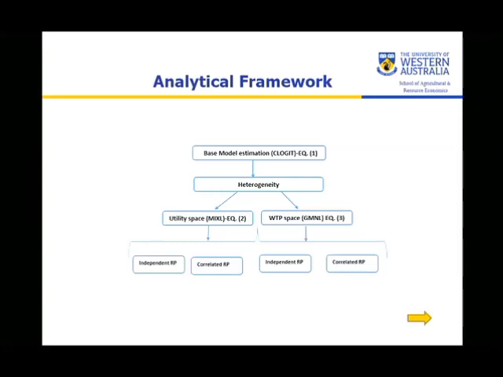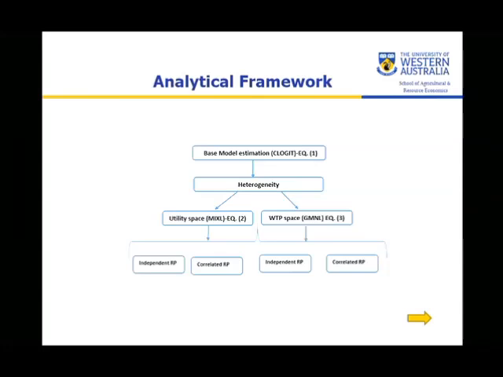Typically, when you get your data, the first model you would want to estimate is the conditional logit model. But as I indicated, it is a homogeneous model. It means that all preferences are equal. So the first thing we did was to estimate our conditional logit model. And then we needed to also account for heterogeneity, variation in taste and preferences.